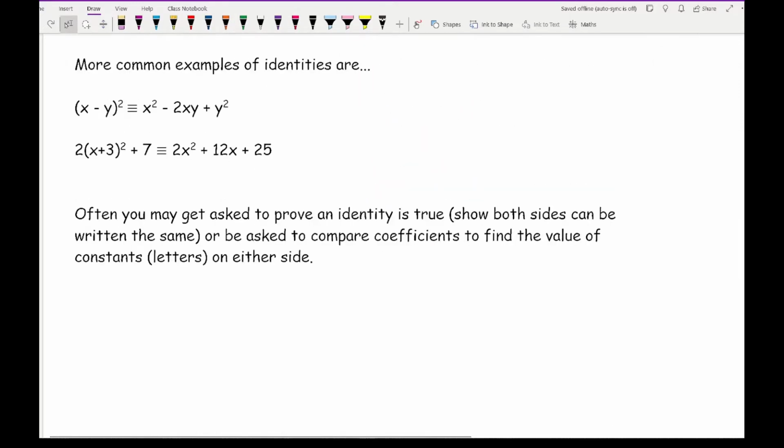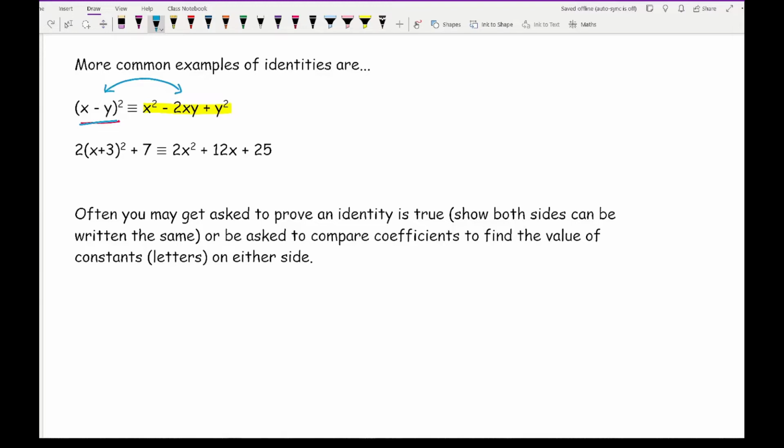Now more common examples of identities are this. In a GCSE sort of exam, this is what you'd probably most likely see representing an identity. Here we've got x minus y squared, and that's triple bar to x squared minus 2xy plus y squared. Basically what it's saying is that I could easily write this to look like this, and vice versa, I could make this look like that. So it's just a case of showing a different way of representing the same thing.